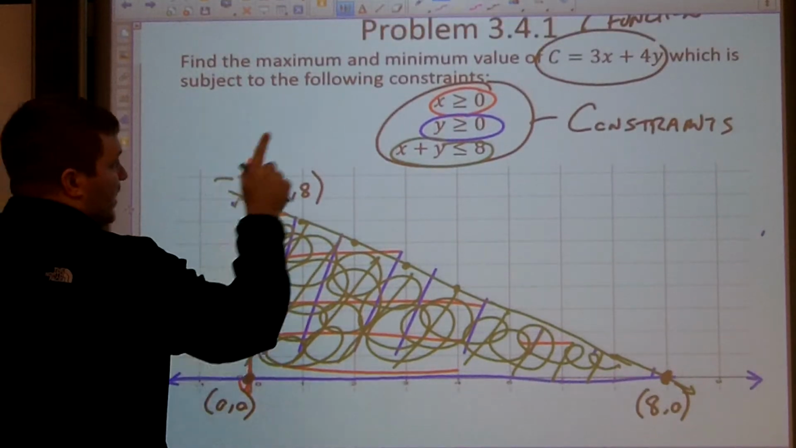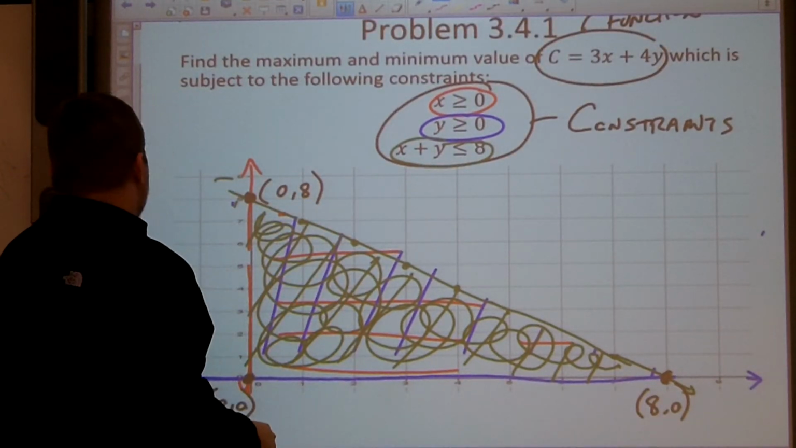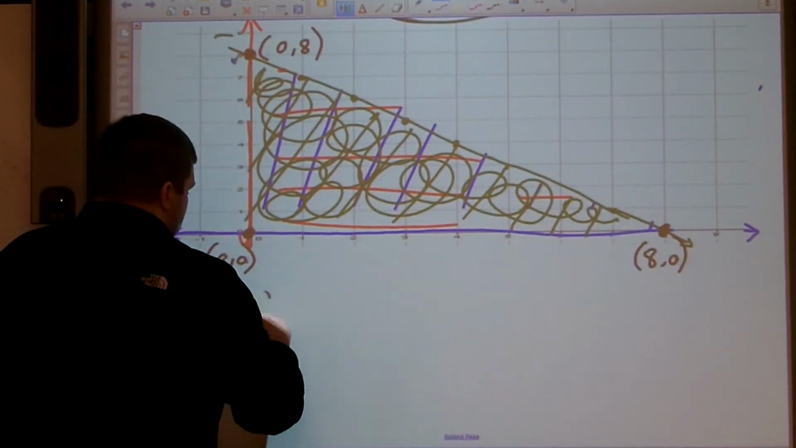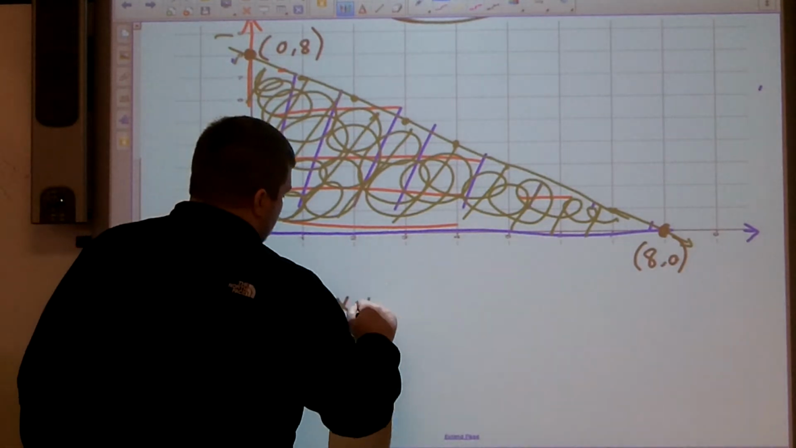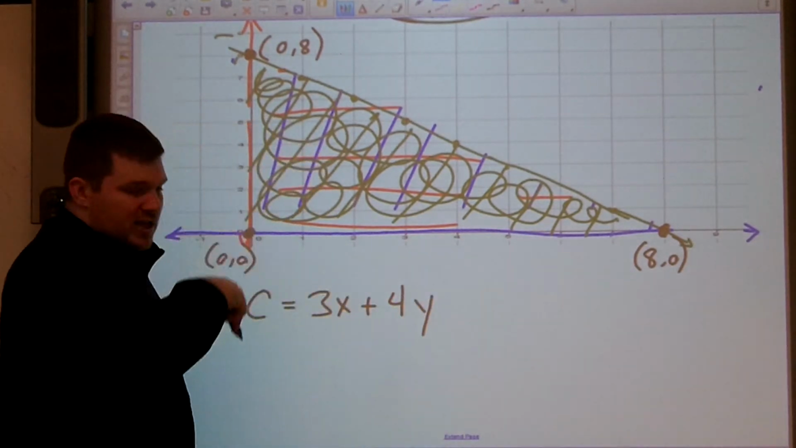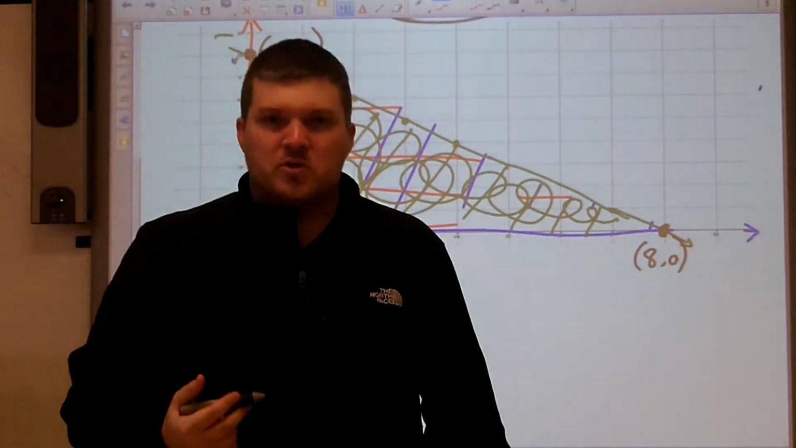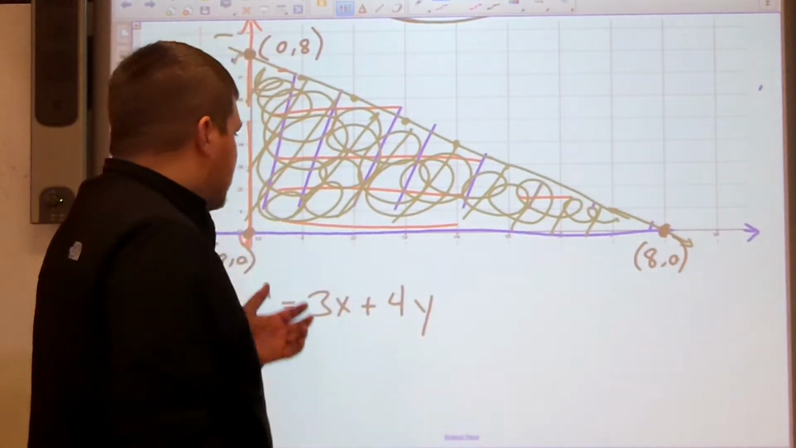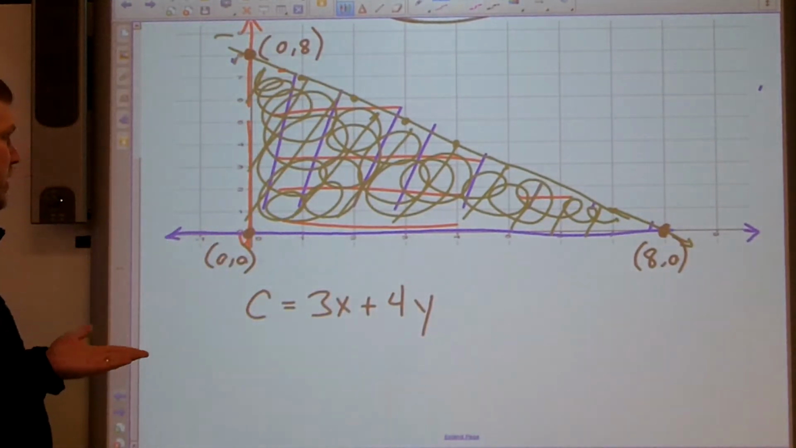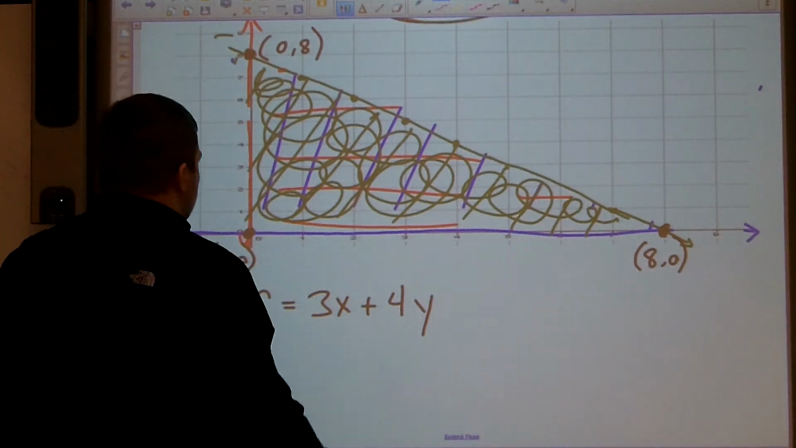So I'm going to just rewrite my objective function, c equals 3x plus 4y. And c might represent the cost, or consumer spending, or something like that. I don't know what c represents in this context, because there is no context for this problem. But what I want to do is test each one of these points.